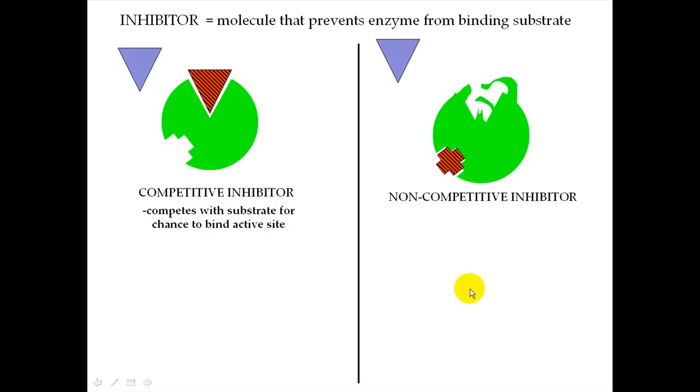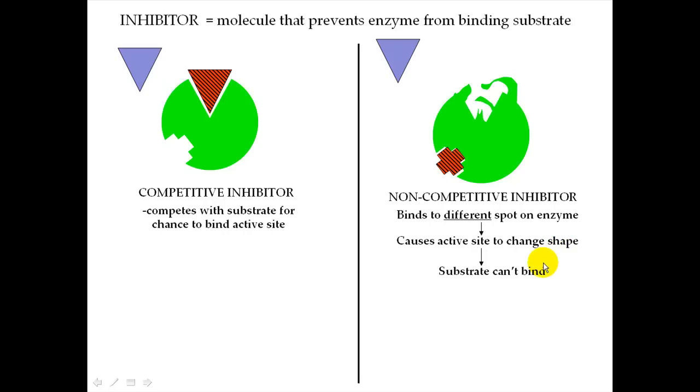They're called non-competitive inhibitors, and again, they work by binding to a different spot on the enzyme. When that occurs, it causes the active site of the enzyme to change shape. And when the shape of the enzyme changes, the substrate can no longer bind to its active site, right? That specificity, the matching shape, is kind of destroyed after this point.